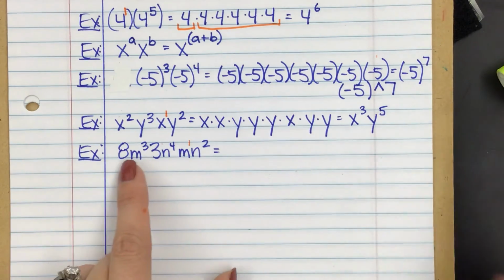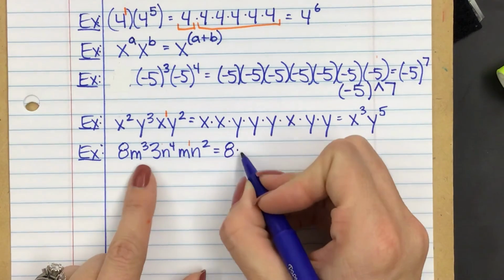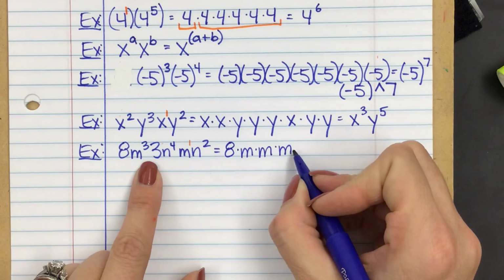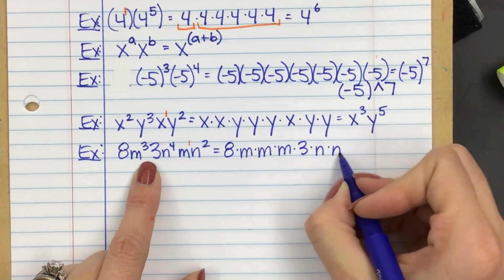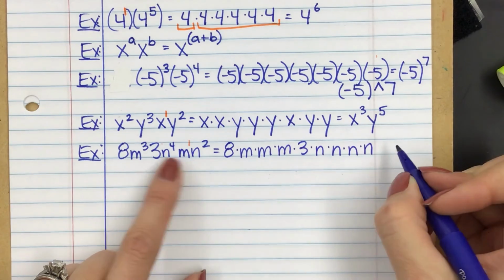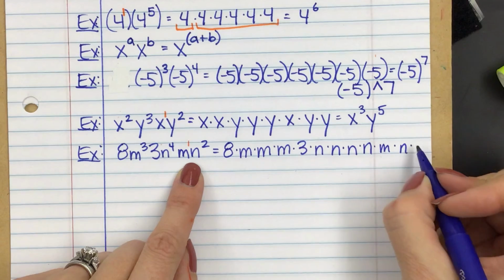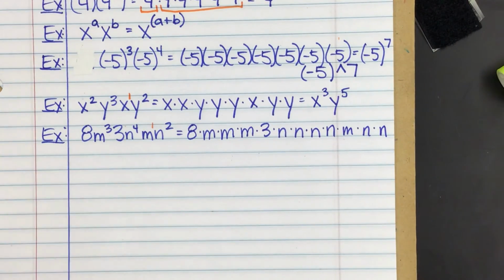So when I write this in expanded notation, I'm going to do 8 times m times m times m times 3 times n times n times n times n times m times n times n. It's a lot, right? But does that make sense how I wrote it out so far? I know, I shouldn't have done so many m's and n's. They all sound the same.